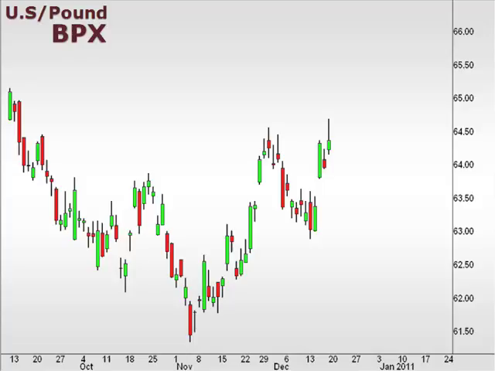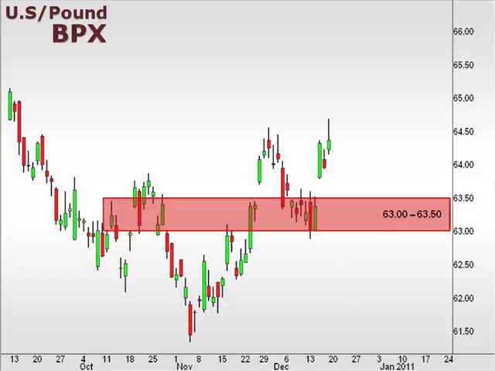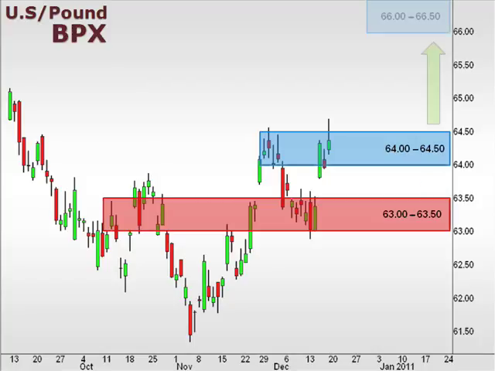Let's take a look at the BPX, the US versus the British pound. Well, the BPX moved higher as anticipated, but seems to be experiencing some signs of apprehension at the 64.5 level, suggesting that we may see a pullback down to test support within that 63, 63.5 range. Now, a break beyond 64.5 opens the window for a move towards the 66, 66.5 box.